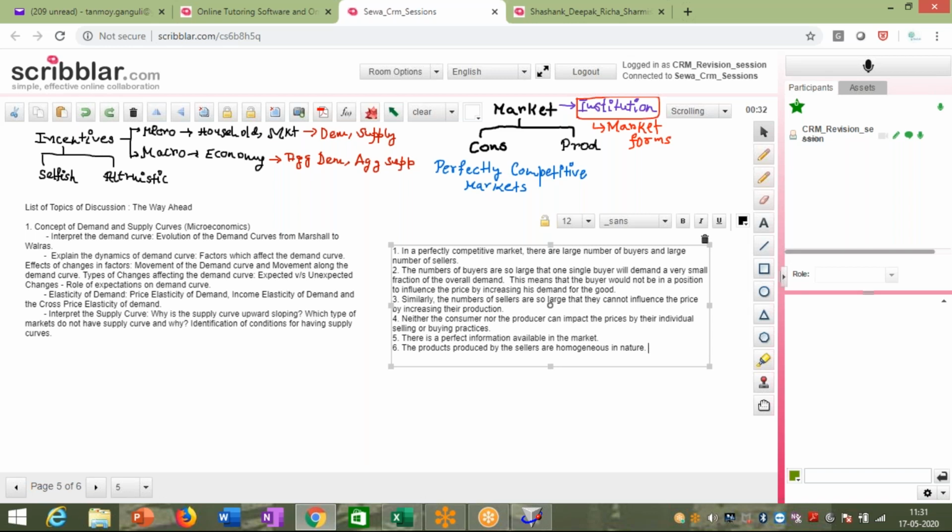So this invisible hand that Adam Smith talked about was because of the presence of a large number of buyers and a large number of sellers, right? So the price at which all the other people would be willing to buy will be the price at which you would also want to sell, right?